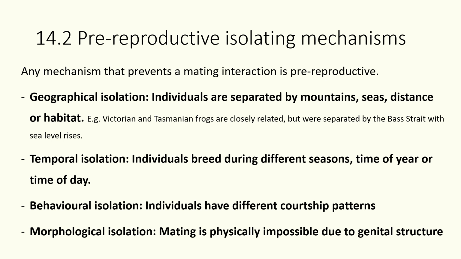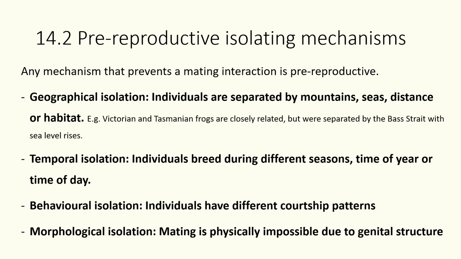Temporal isolation, temporal meaning time. So they breed at different seasons, different times of year, or different times of day. And then behavioral isolation is different courtship patterns. Okay, so there's nothing physical preventing them from mating in temporal or behavioral isolation, but it comes down to, well, when do they breed? What time, or how do they attract a mate?